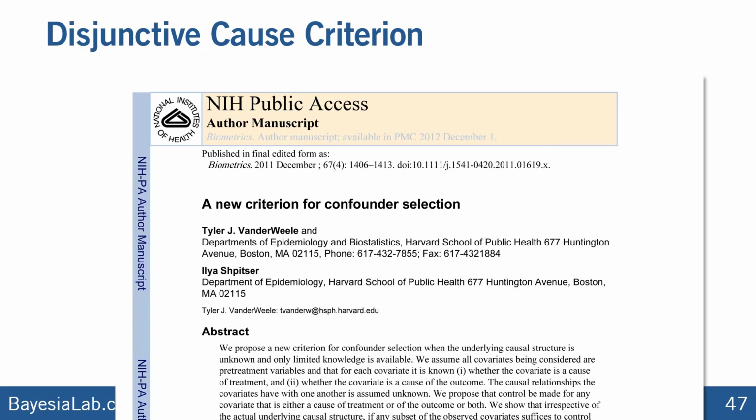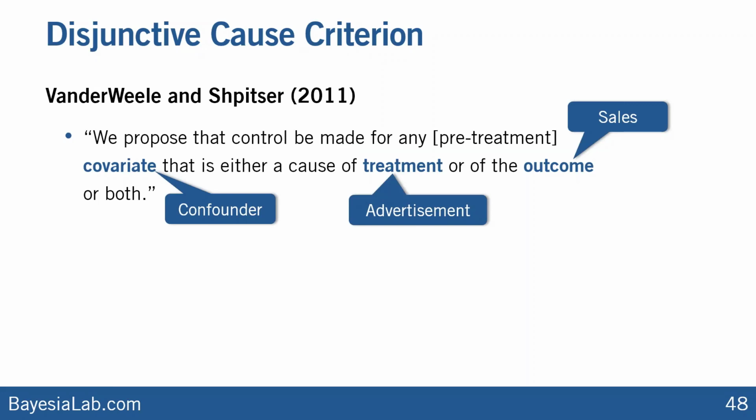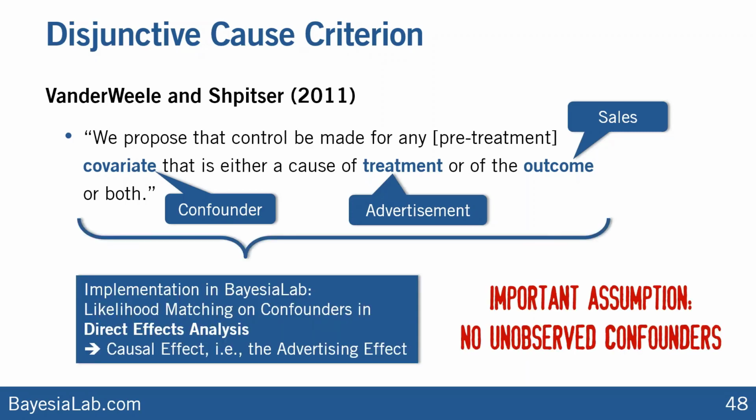It was discovered by VanderWeele and Shpitser, and what they're saying is we can identify confounders not by looking at a causal structure, because that sometimes is just unknowable. Instead, we have a different criterion, and that is the following. We propose that control be made for any pre-treatment covariate that is either a cause of treatment or of the outcome, or both. So it's a very simple criterion that allows us to select confounders, what we need to condition on, without having the full structure. So this is what we can very easily implement in BayesiaLab.